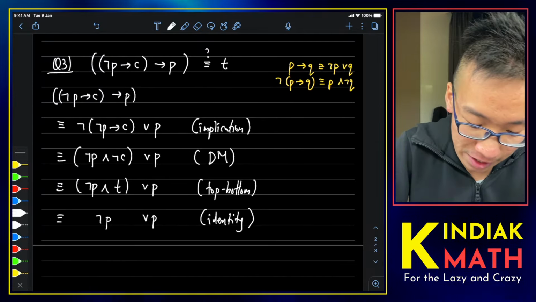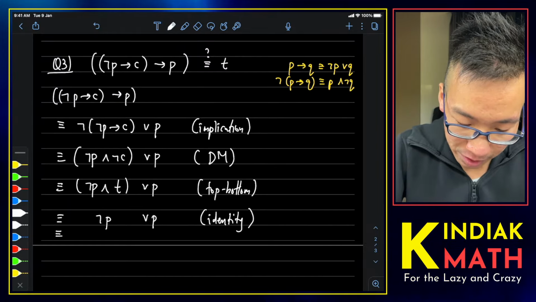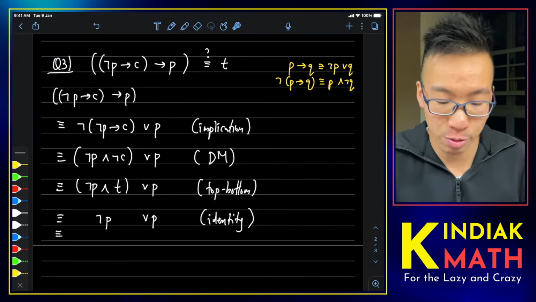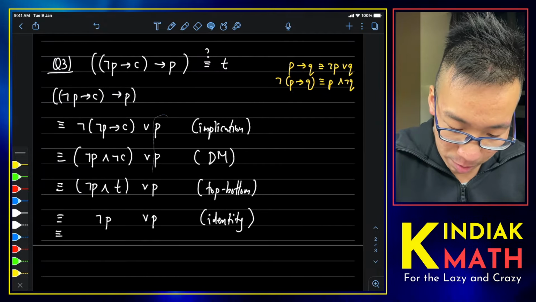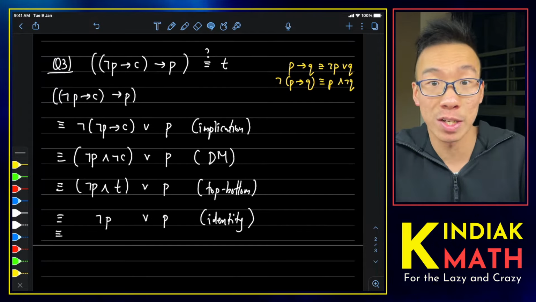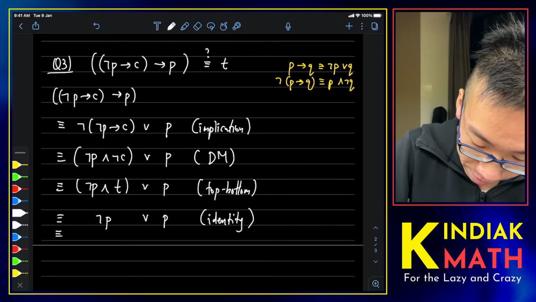And of course, finally, we'll get that if you take the negation of a proposition disjunction with the original proposition itself, well, a proposition is true or false, so in either way, at least one of these two things must happen. We will get, in fact, a tautology.